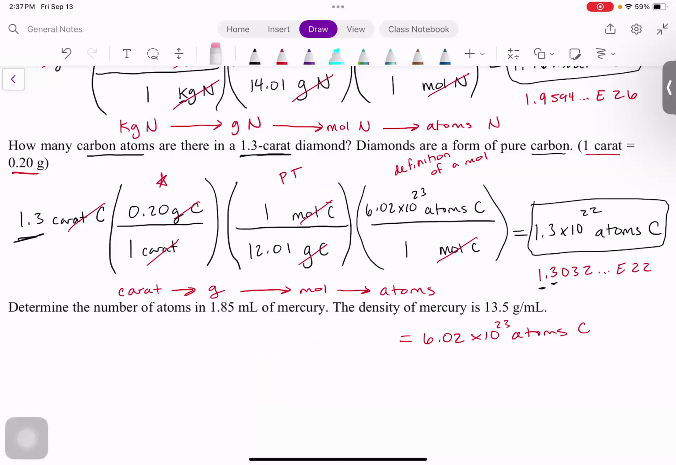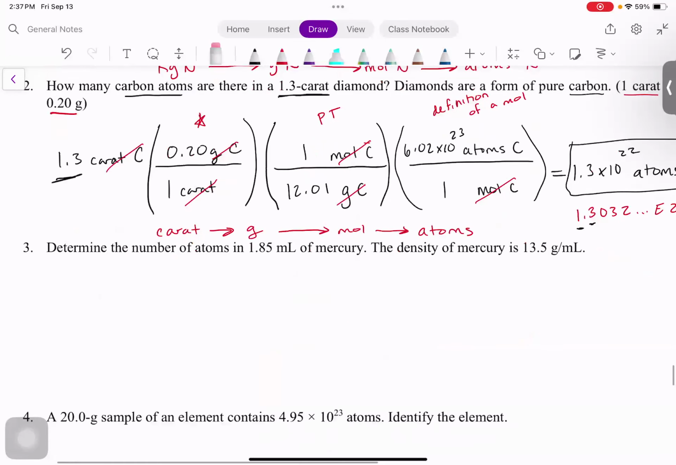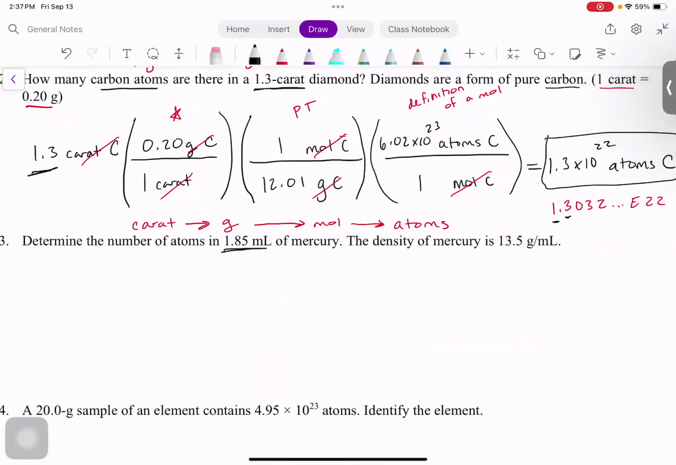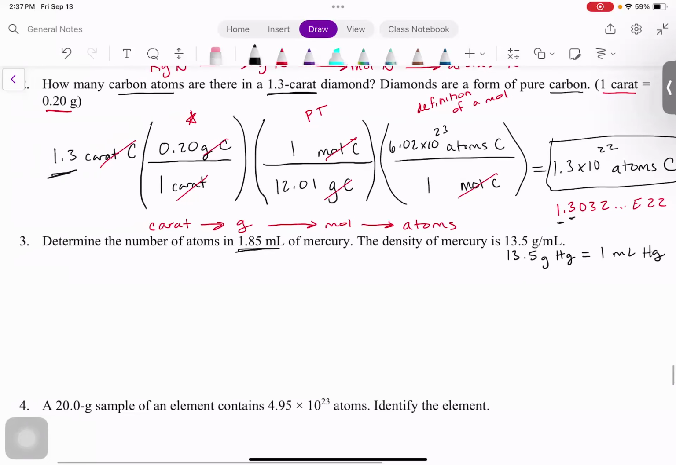All right, I'm just going to erase this down here so we can answer the second to last question. We want to determine the number of atoms in 1.85 milliliters of mercury, and we're given the density of mercury. Remember, when you're given a density, you can read this density, 13.5 grams of mercury, which has the elemental symbol Hg, is equal to 1 milliliter of Hg. That's what the density is telling me. It's telling me that equivalent relationship. So I'm given that relationship and I want to find atoms.